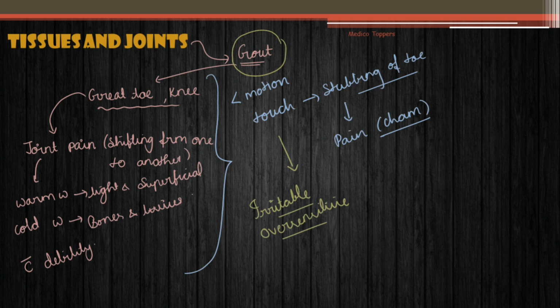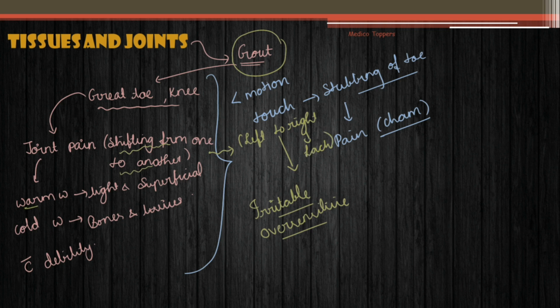So most probably gout we can see in the great toe and knee joint, and here the joint will be having all the inflammatory signs like swelling and redness, and it is followed by the joint pain, which is having its nature of shifting from one joint to another. Here in Allen's keynote it was mentioned that the pain moves from left to right side, which can be compared with lachesis.